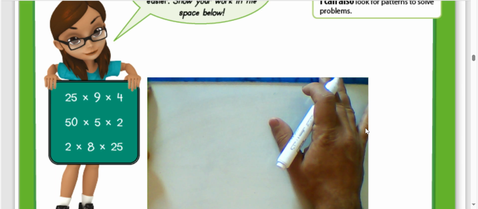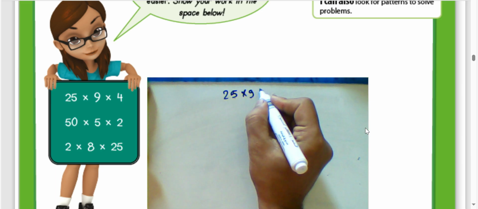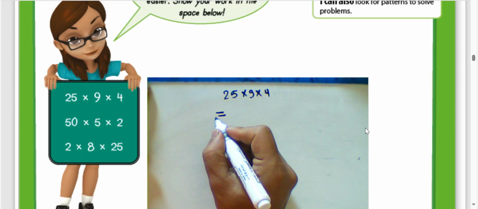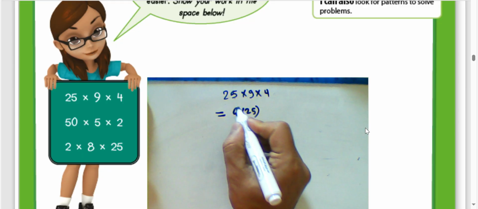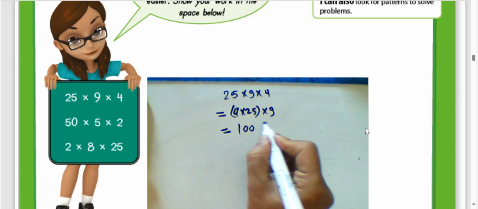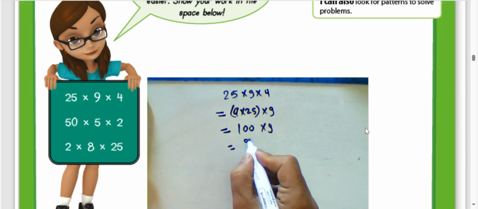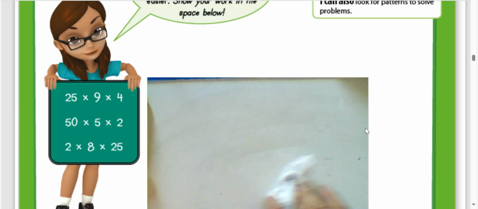What about the question number 1? Here we have 25 product by 9 product by 4. We can use associative properties first. 4 product by 25 in the brackets and then product by 9. 4 product by 25 equals 100. 100 times 9, then the result will be 900.